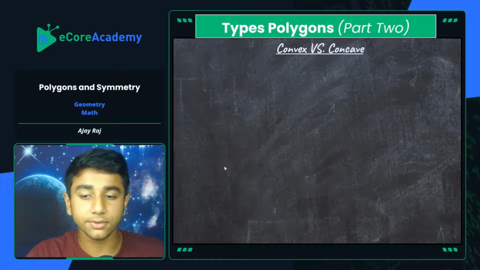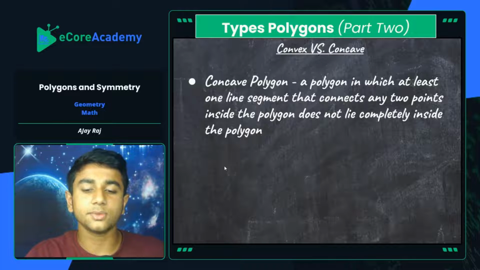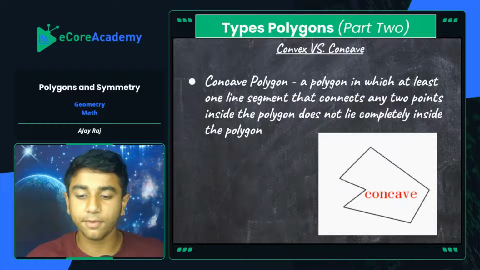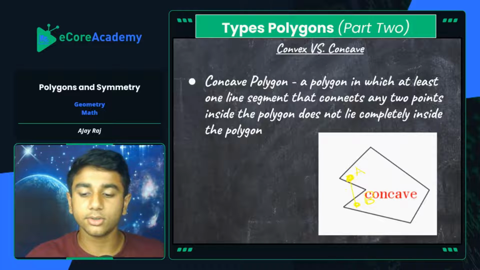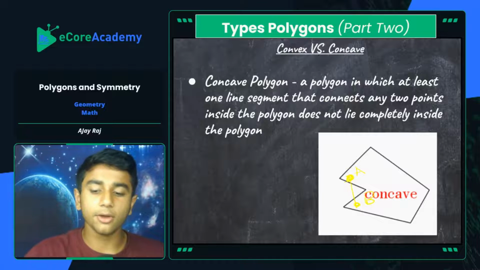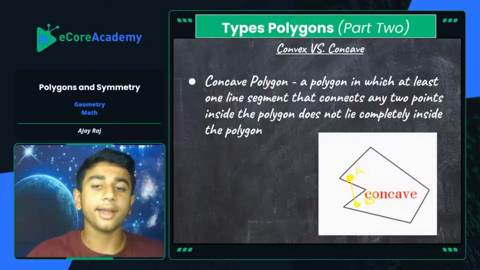However, that is not the case for a concave polygon, because a concave polygon is a polygon in which at least one line segment that connects any 2 points inside the polygon does not lie completely inside the polygon. So this is an example of a concave polygon, because if I were to put a point here, label that point A, and label this point B, if I connected them, the line would actually exist on the outside of this polygon. So basically this is an inverted form of a convex polygon.